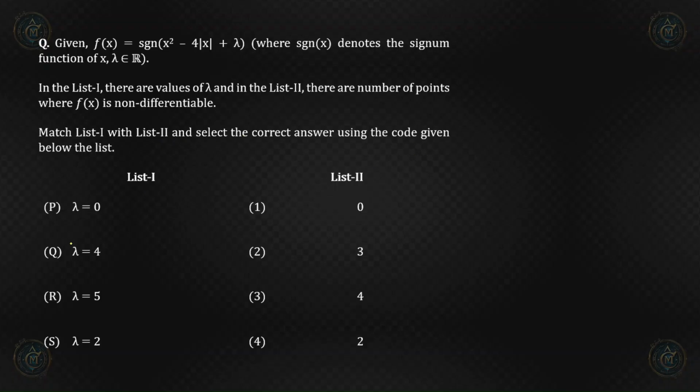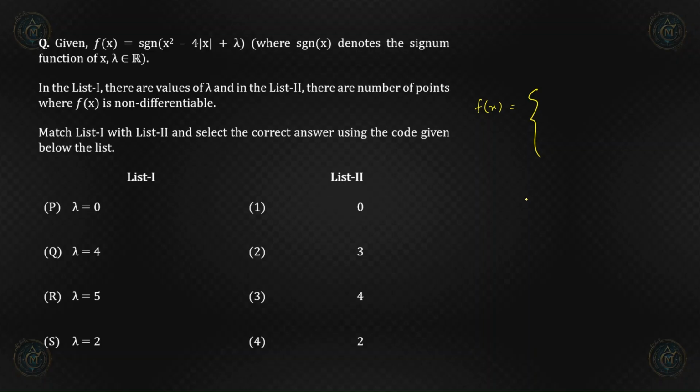So first of all, we need to find the functions. So f(x) equal to signum of this function, right? We know signum of x is 1 when x is positive, and signum of x is minus 1 when x is negative, right? And signum of x is 0 when x is equal to 0. A short and simple function. So we know this function will be not differentiable at x equal to 0, right?